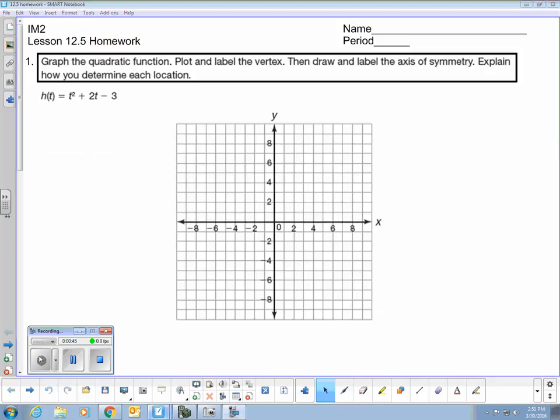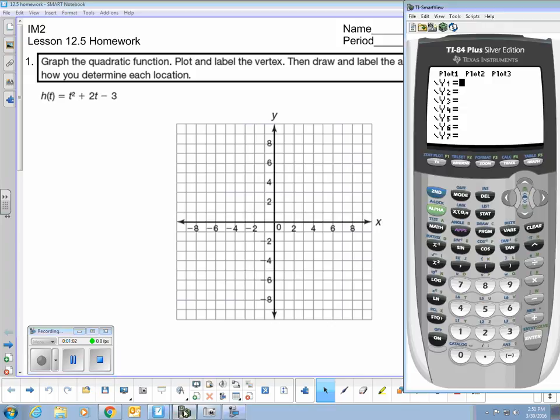So moving into 12.5, homework lesson 12.5. This lesson is about the vertex and about the axis of symmetry. So we're being asked in number 1 to graph the quadratic functions. So today let's use our graphing calculator. And let's graph y is equal to x squared plus 2x minus 3.